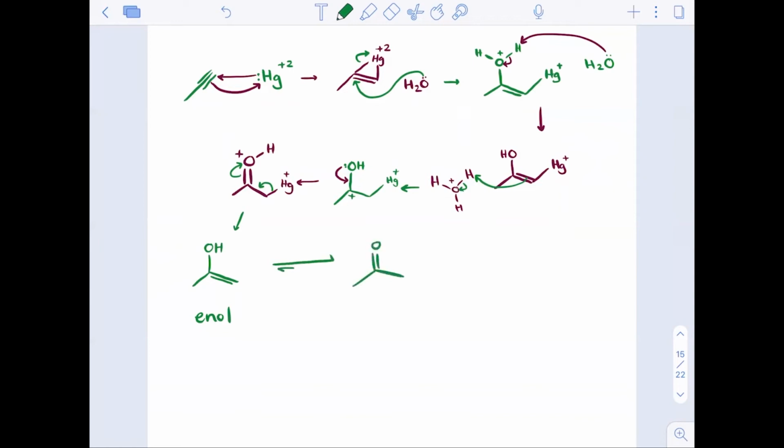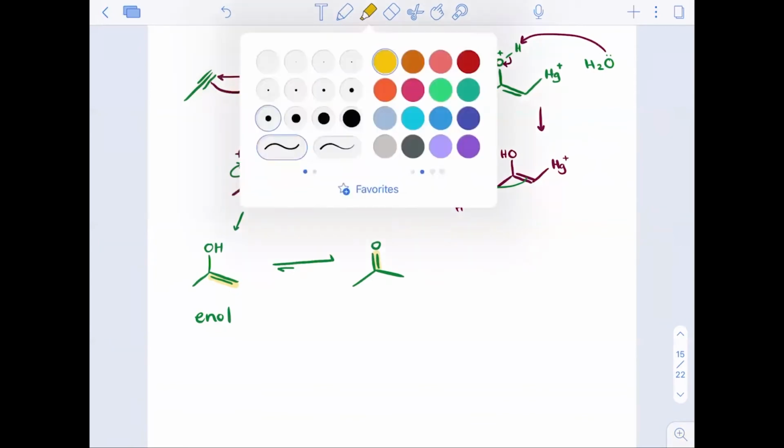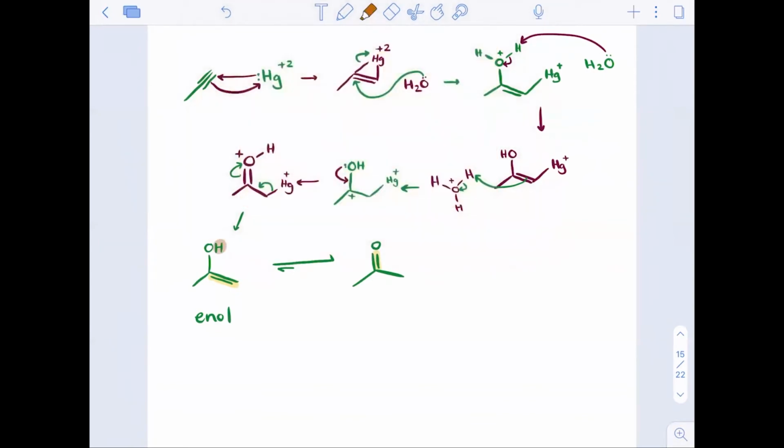Notice what happened here. That one pi bond that's left over switches locations. Instead of a carbon-carbon double bond, we have a carbon-oxygen double bond. That extra proton actually goes to be placed on the end carbon that was a CH2, and it becomes a CH3. This ketone is a more stable final product.